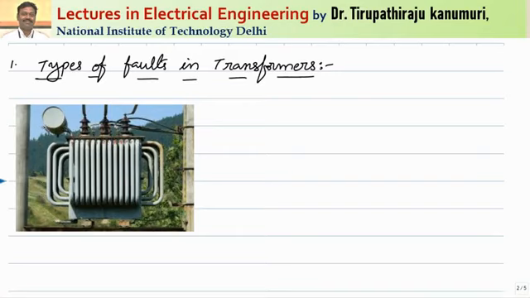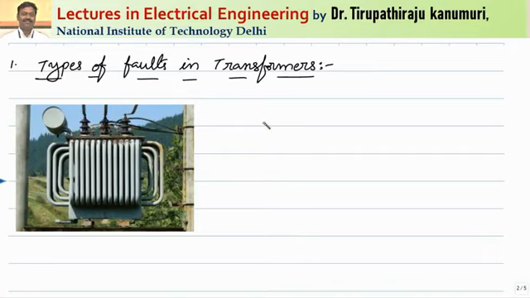Outside there will be a conservator tank, and generally a Buchholz relay will be used for greater than 500 kVA, and these are the cooling ducts for cooling purposes, and these are the terminals from which we can take the leads to the external terminals. So these are also called the bushings for taking the leads.